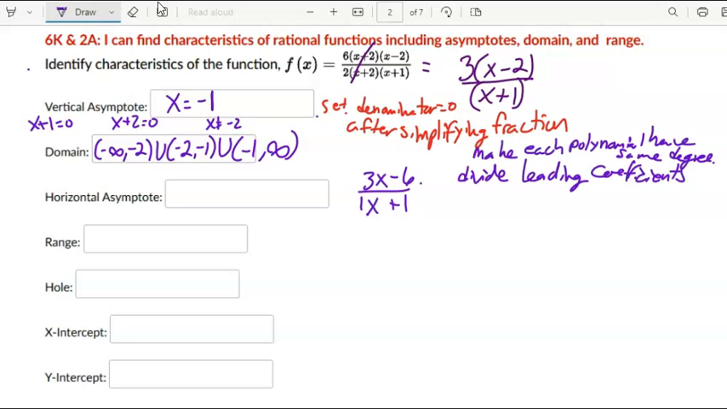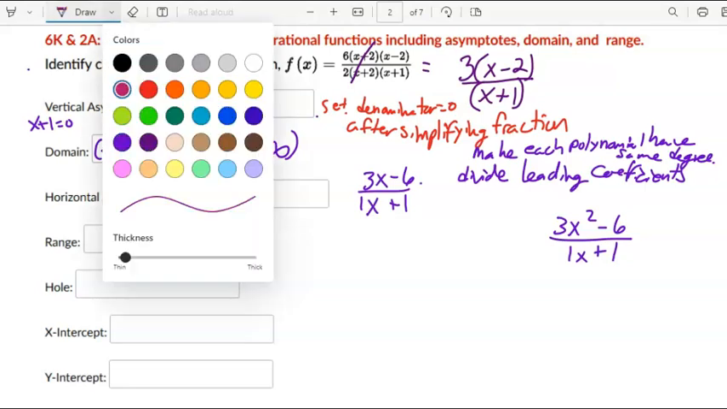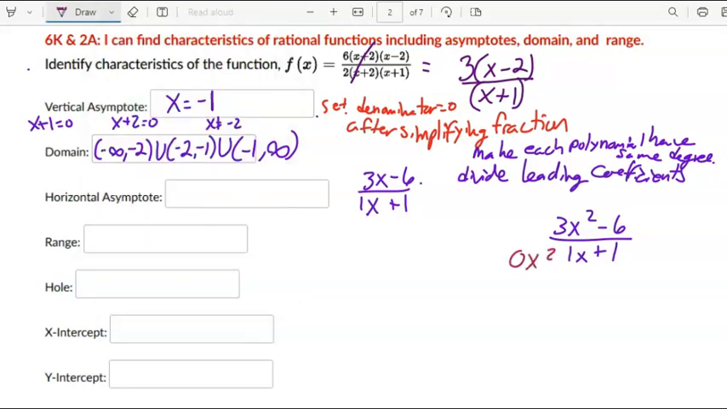Before you do that, you need to make sure that the polynomials at the top and the bottom have the same degree. So for example, if we had 3x squared minus 6 over 1x plus 1, you would want to add a 0x squared right there. This one would not have a horizontal asymptote because 3 divided by 0 is undefined.